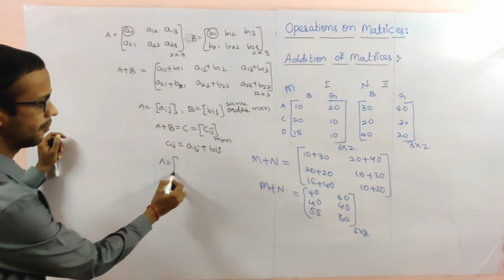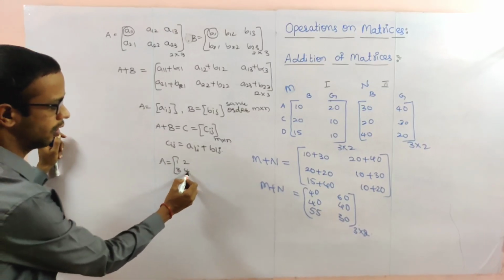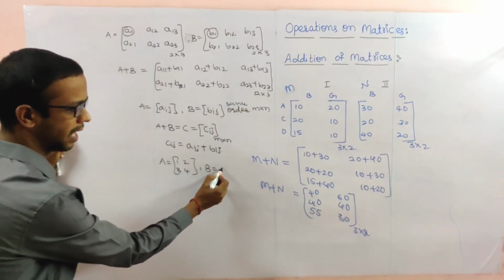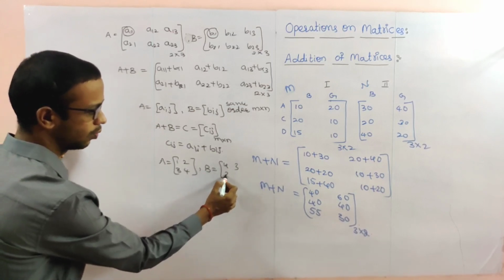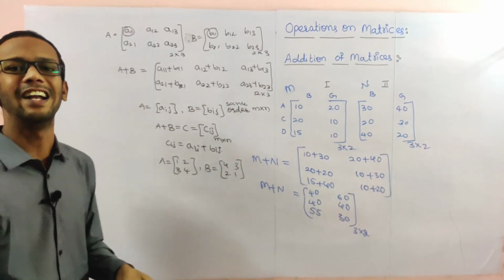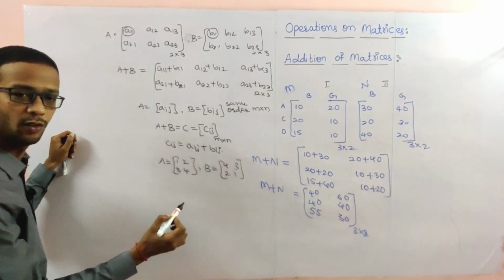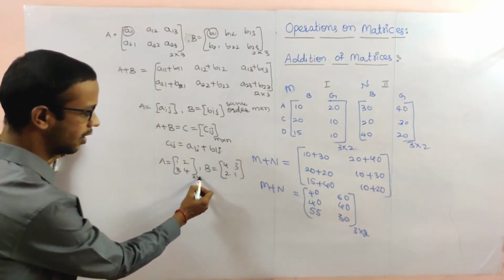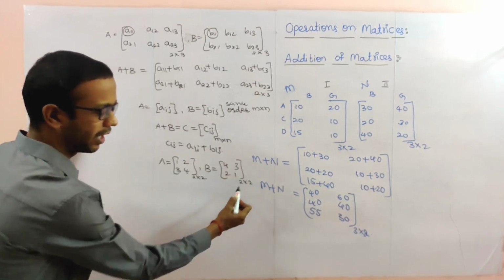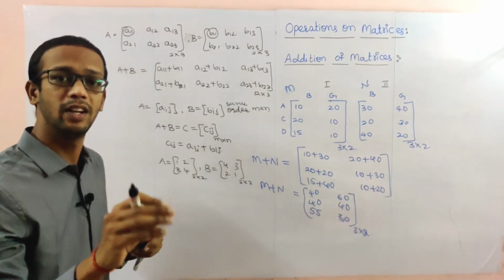If A is the matrix 1, 2, 3, 4 and B is another matrix 4, 3, 2, 1, find A plus B. First we have to check whether they are the same order or not. 2 by 2 matrix, 2 by 2 matrix, so addition will be defined.